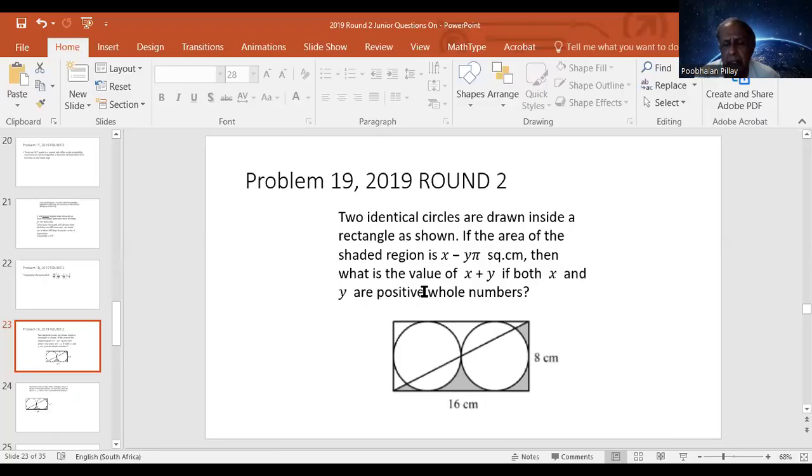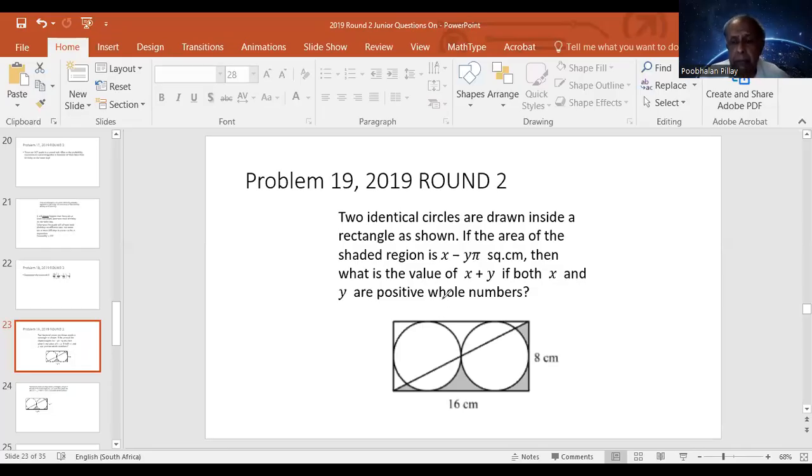If the area of the shaded region is x minus pi y, so now this question is phrased in a rather frightening way. When people see this, they say, oh, I don't know how to do this. But watch, it's very easy. If the area of the shaded region is x minus pi y, then what is the value of x plus y if x and y are positive whole numbers?